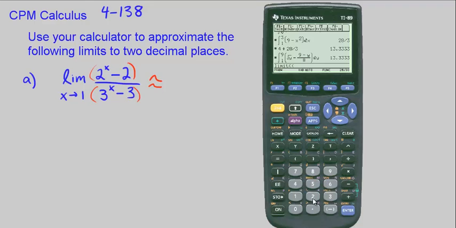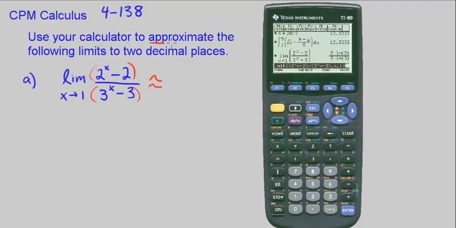So I'm going to open parentheses and write 2 to the x power minus 2, close the parentheses, divided by, open parentheses, 3 to the x power minus 3, close parentheses. That's the expression, comma, the variable that I'm taking the limit of, it's x. The limit is x goes to 1. So comma x, comma, the limit that we're approaching, 1, comma 1, enter. My calculator is going to give me the exact answer, but I want to approximate it.